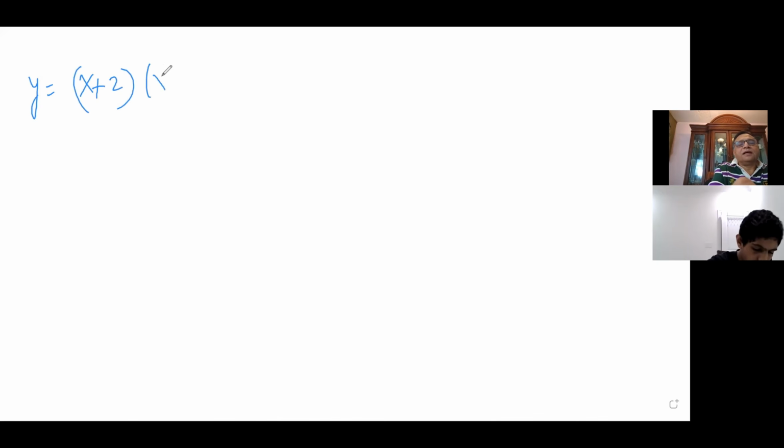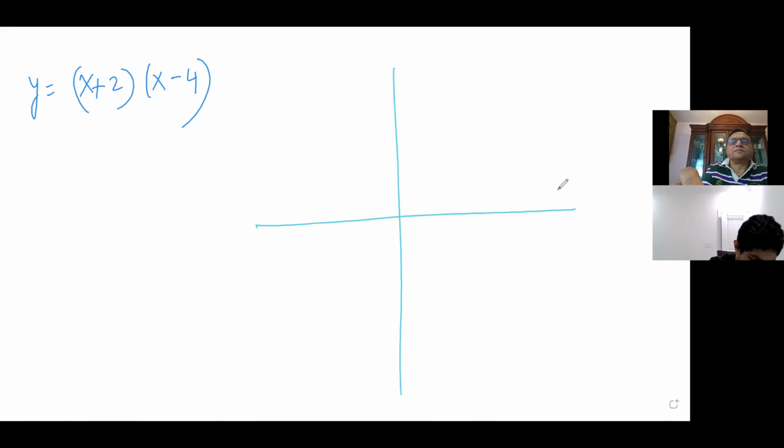Okay, so here is the first equation for you. We'll say y equals (x plus 2) times (x minus 4). If I give you this, how will you sketch the graph? Can you tell me, please? So you find the x-intercepts, which are first -2, 0, and 4, 0.